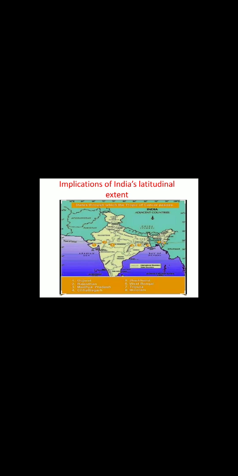So now we need to understand that if India has a 30-degree latitudinal extent, how does that impact the country as a whole? One of the first things is the climatic impact. India can be divided into two climatic zones. Here, you can see the Tropic of Cancer passing through the middle of the country. It is cutting across the states of Gujarat, some part of Rajasthan, Madhya Pradesh, Chhattisgarh, Jharkhand, West Bengal, Tripura, and Mizoram. So it's cutting across the center of our country, dividing our country into two climatic zones.